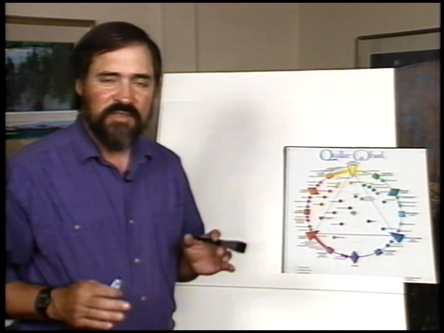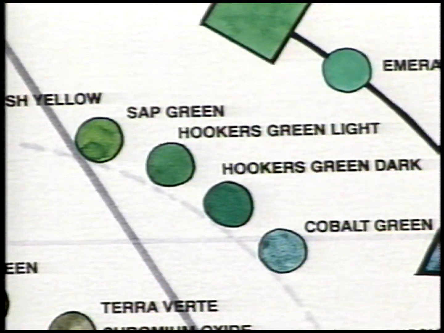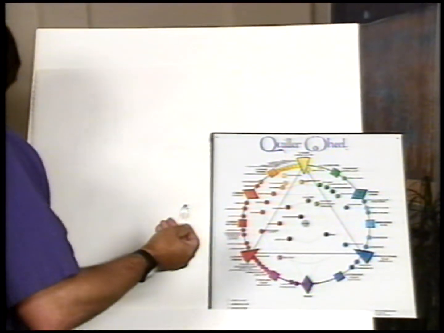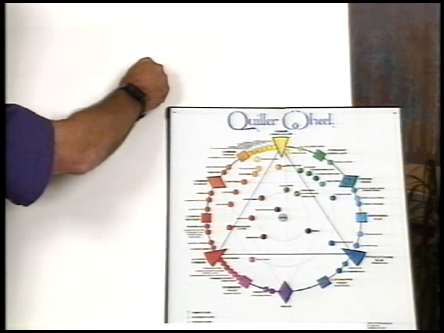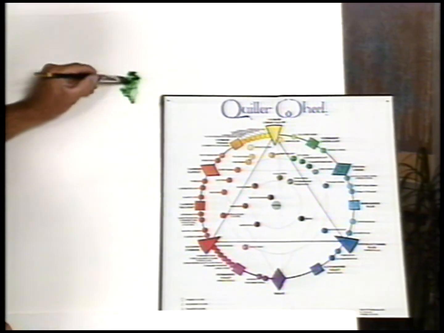Using this color wheel, you can virtually mix any color, and I'd like to demonstrate that. First of all, I'm going to take Hooker's Green Light, just a straight tube, and I'm going to squeeze that right on and fade some of that down so you can see the color.